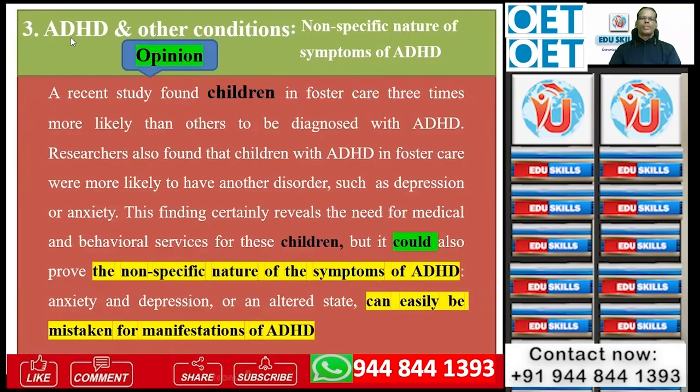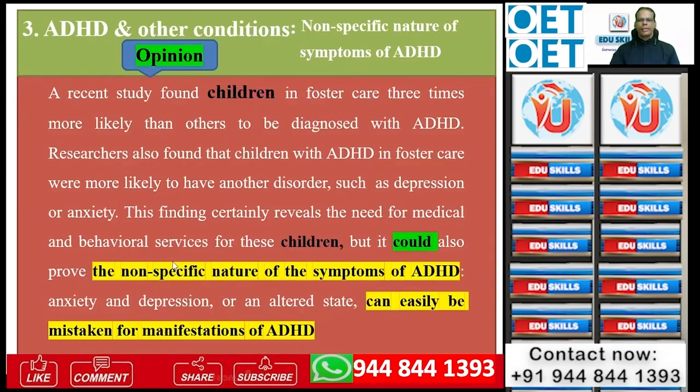The third paragraph speaks about ADHD and other conditions: the non-specific nature of symptoms of ADHD. Same thing. It is an opinion question for assessment. The criteria is opinion. They are assessing whether you can understand opinion. See, again, I said children and adults. Children repeated. But it could also prove the non-specific nature of the symptoms of ADHD. Anxiety and depression or an altered state can easily be mistaken for manifestations of ADHD.